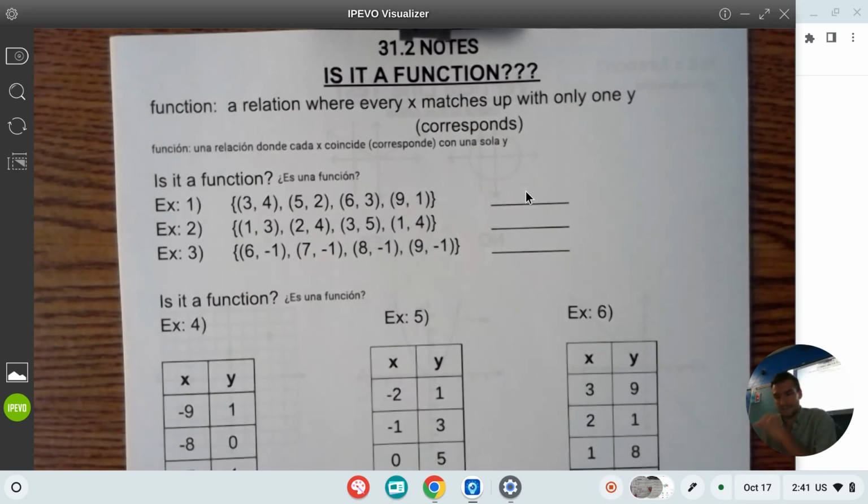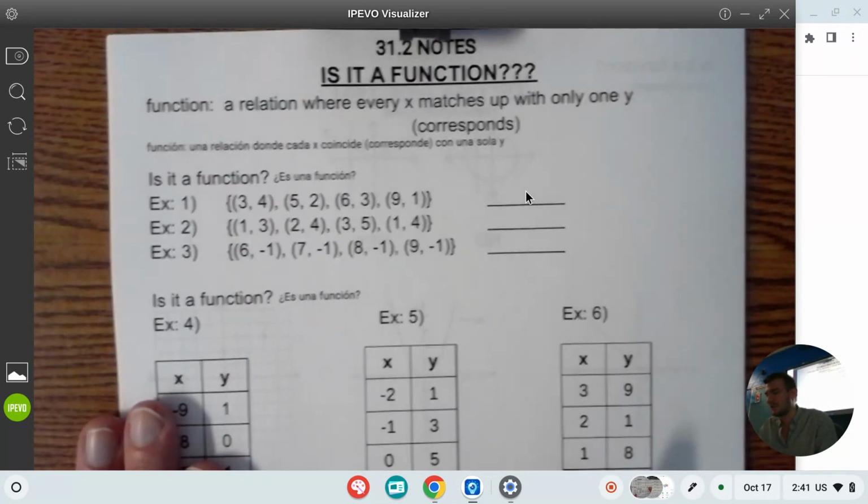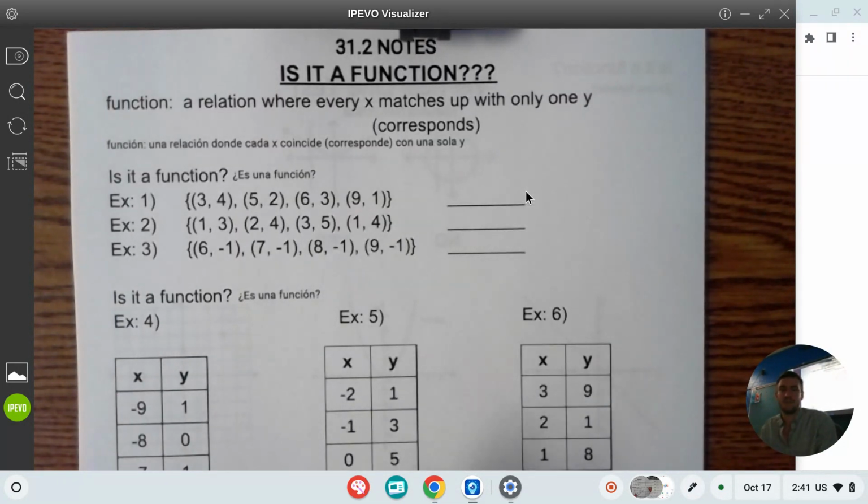All right, welcome back, everybody. We're talking about, is it a function? This is an easy lesson where there is almost nothing to learn. We got literally 3 words, and if we learn those 3 words, we know how to do the entire lesson.